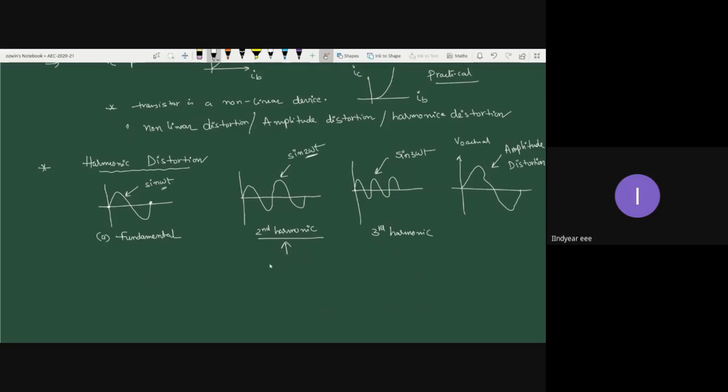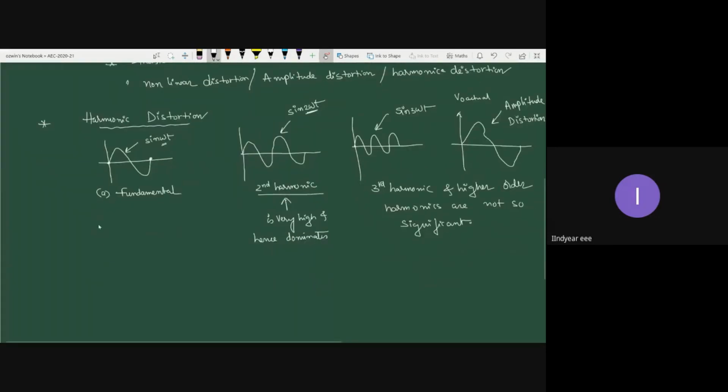So the second order harmonic is very high and hence dominates, whereas third order and higher order harmonics are not so significant. All right. Next.